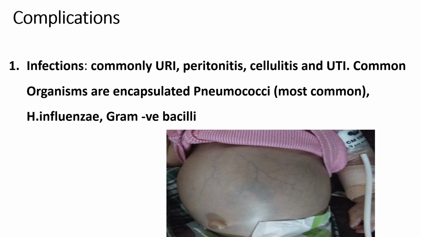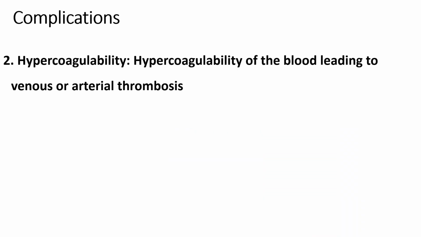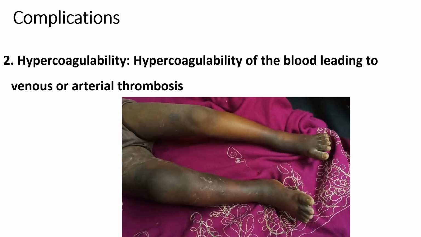And another is H. influenzae, and gram-negative bacilli, for example E. coli, Klebsiella, can also lead to the infection in nephrotic syndrome child. So we should vaccinate for the pneumococcus and H. influenzae always. Another complication is hypercoagulability because of the antithrombin 3 is lost in the urine in nephrotic syndrome. It will lead to the venous and arterial thrombosis formation. So in this picture you can see the child is having the venous thrombosis.